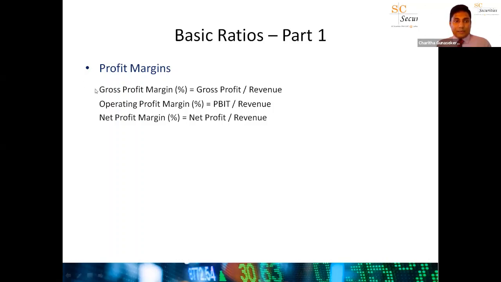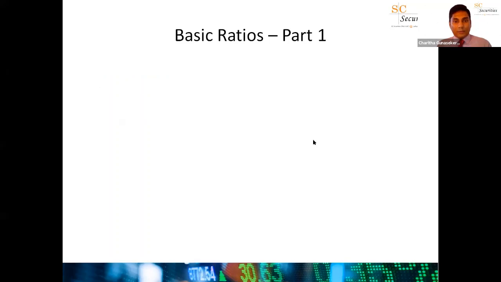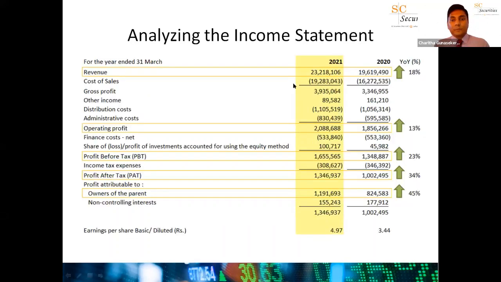So for instance, if you divide gross profit by revenue, you get gross profit margin. If you divide operating profit or profit before interest and tax by revenue, you call it the operating profit margin. If you divide net profit by revenue, you call it the net profit margin. So you need to see whether these profit margins are increasing or reducing. Now, this sort of analysis is known as a vertical analysis. If I go back to the previous slide, I said if you compare year on year, that's known as horizontal analysis of an income statement.